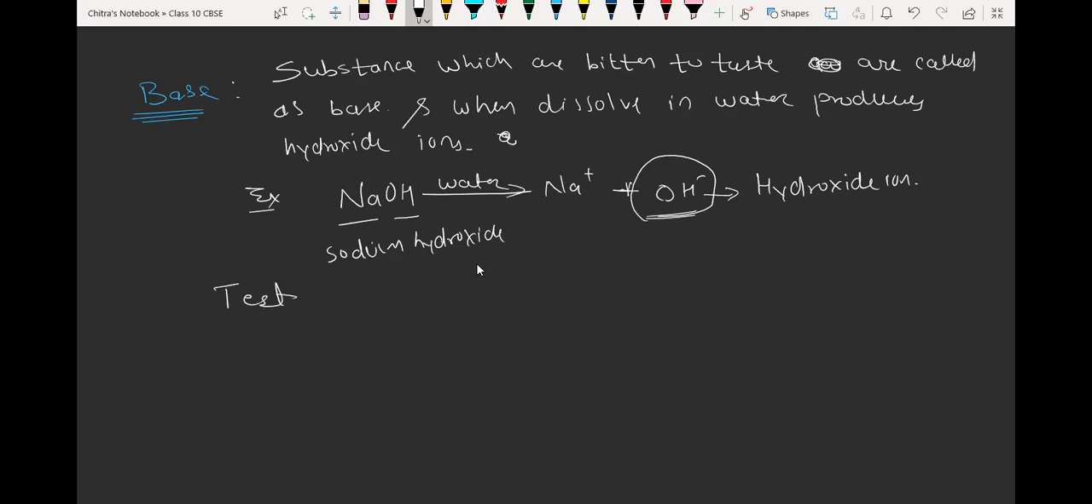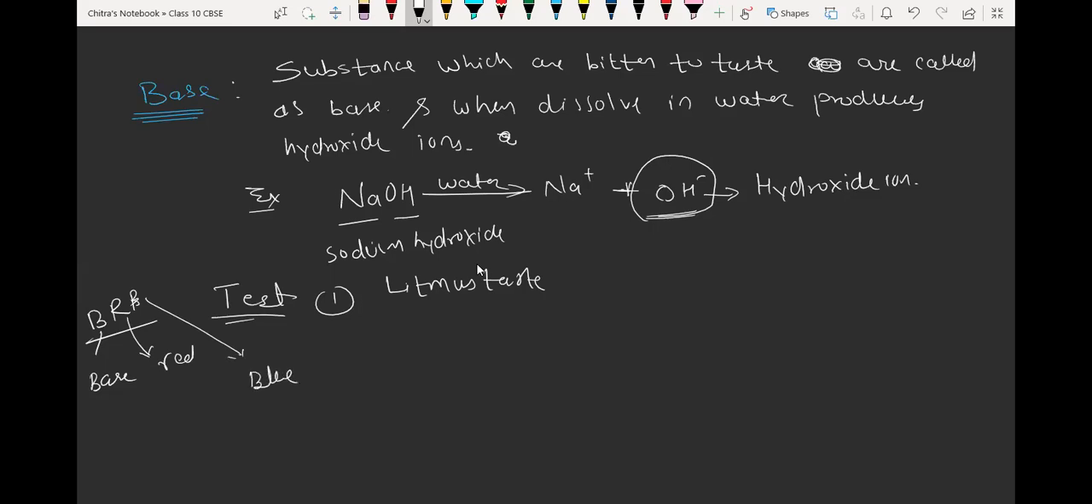Okay. So first test, litmus test. For the litmus test of base, you have to remember BRB. B means base, R means red, and the second B is blue. So here I'm writing the next, litmus test. Base turns red litmus paper into blue.